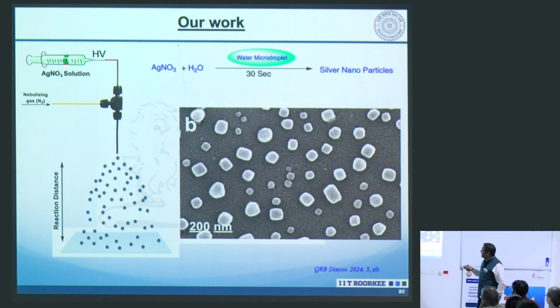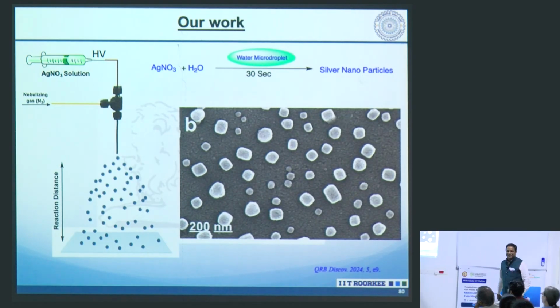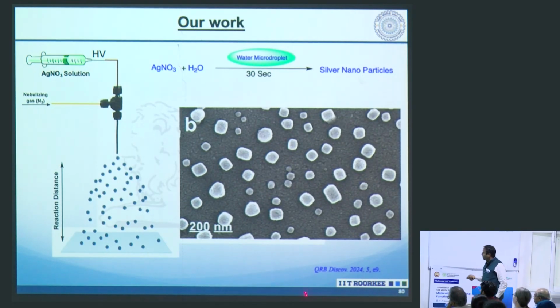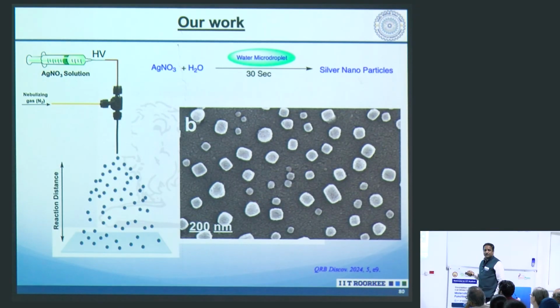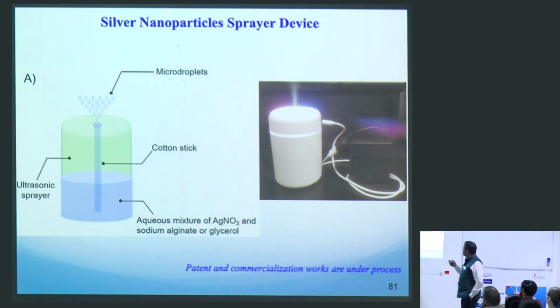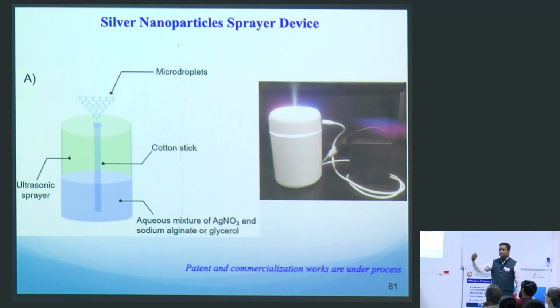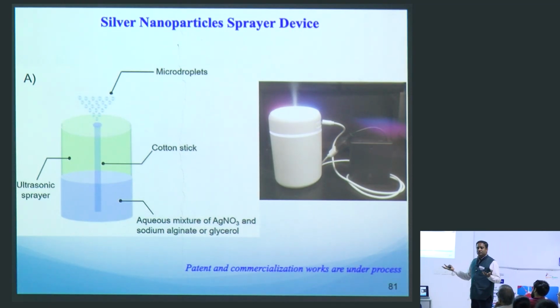But suppose you make it in the lab, in the hospital, in situ, it reduces the cost of the silver band-aid. We have taken silver nitrate in water or glycerol, sprayed it, and then collected it. Of course, Professor T. Pradeep also worked on a similar area, where we are able to get smaller particle sizes of silver nanoparticles. We also devised the setup commercially. Currently the commercialization process is going on, where we take silver nitrate in water and spray it.